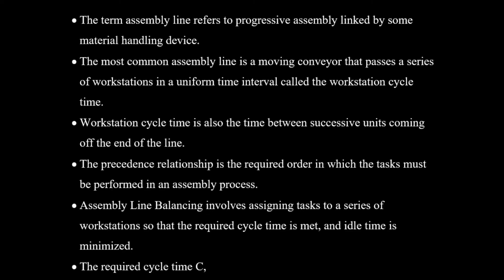So if you are standing at the end of this moving conveyor, and you are monitoring the time between successive finished products coming out of it, the difference between two successive units on an average will be the workstation cycle time.